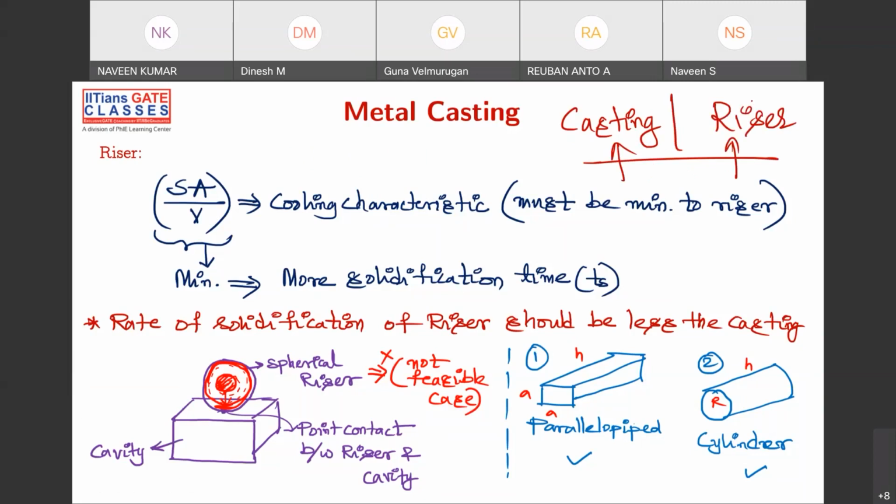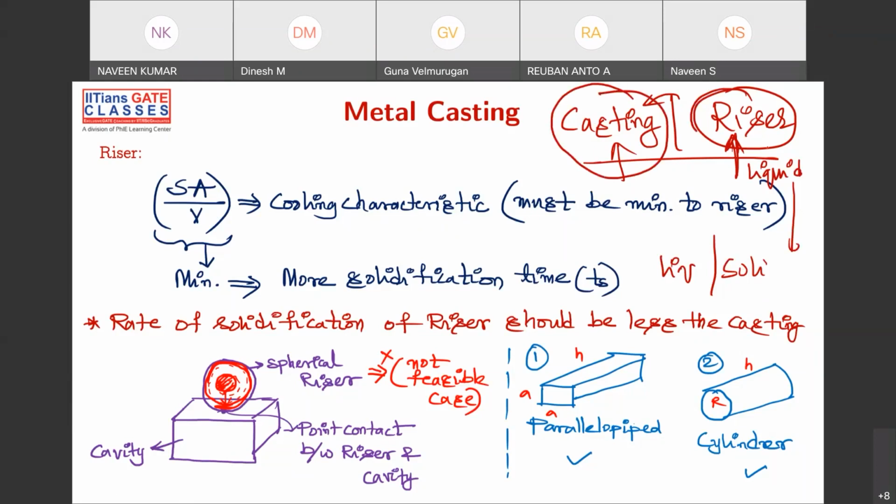If the riser is solidifying first, then the casting... Naveen, you should think through this logic. What is the purpose of the riser? It is providing some liquid where there is liquid or solidification shrinkage. If the riser solidifies first and then the casting shrinks, who will provide the liquid? Got it? So the casting should solidify first, and only then the riser should solidify.